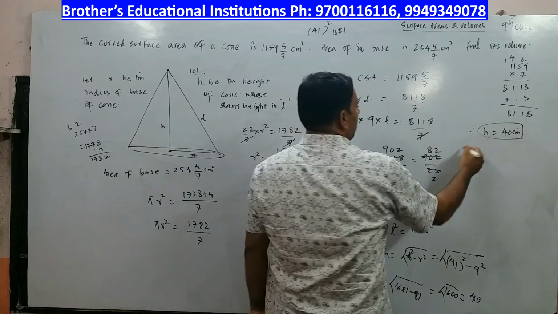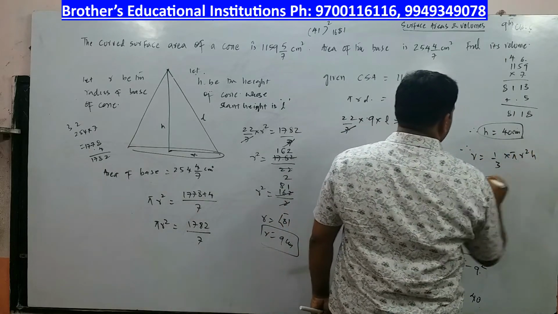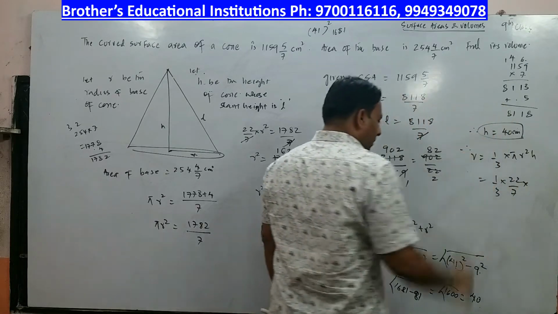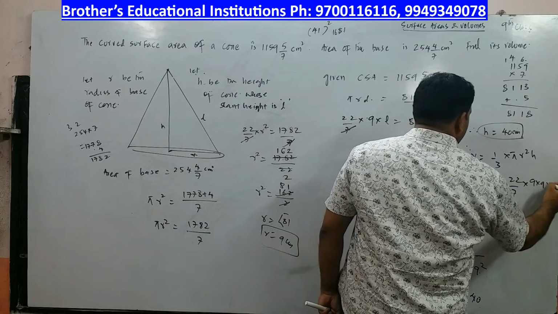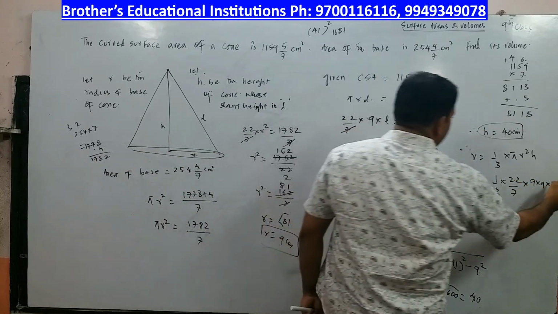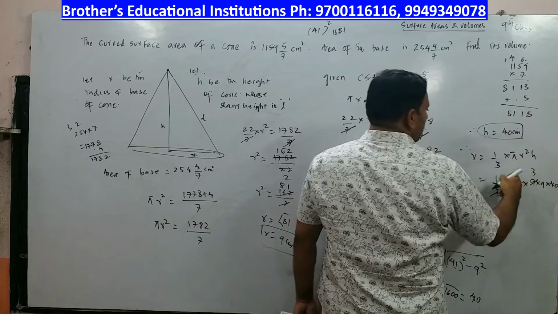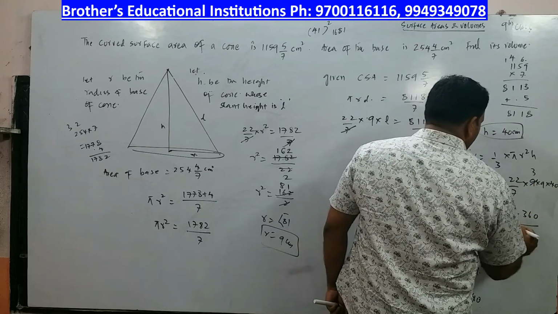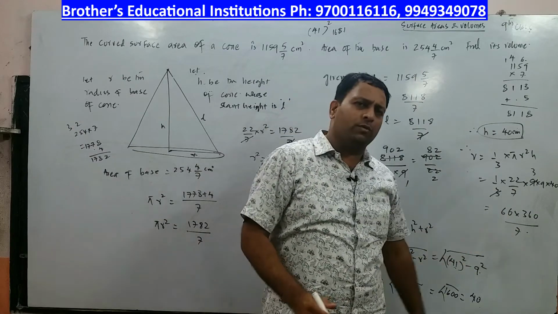Now I will say, therefore, the volume of the cone is given by the formula 1 by 3 pi r square h. Pi is 22 upon 7 into r square. R square means 9 into 9, into h. What is the h value we got? H value is 40. So 3 1s are 3, 3 3s are 22 3s are 66. And 9 4s is 360 divided by 7. Please put the answer in fraction and you will get the answer which is there in the textbook.